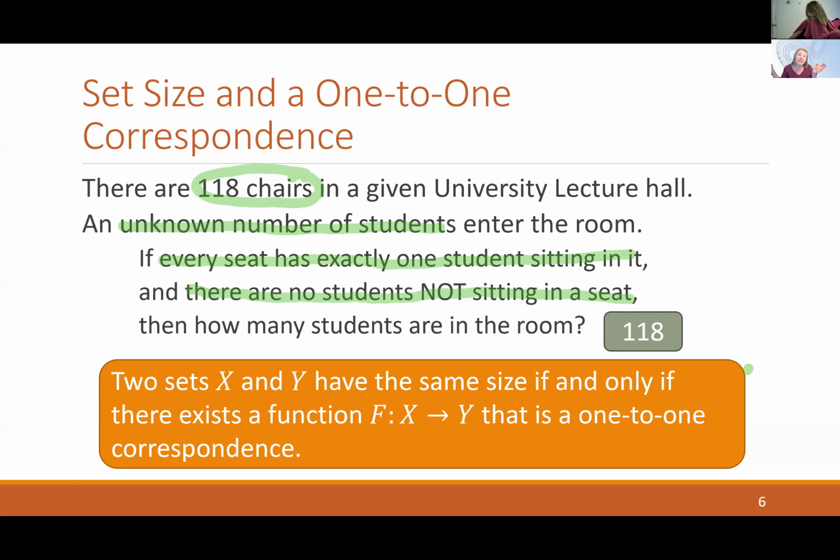Are there two students in a single chair? No. Is every chair occupied? Yes. So in this particular case, students sitting in chairs in this lecture hall is a 1-to-1 correspondence because it is both 1-to-1 and onto.